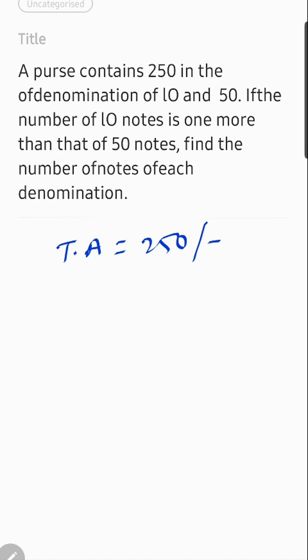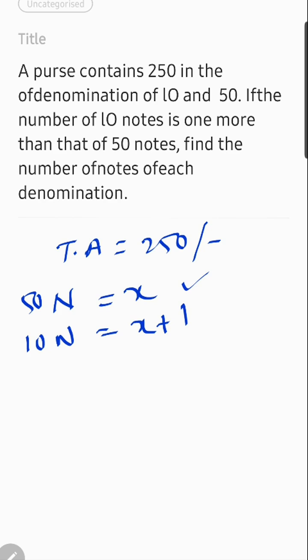So I am taking the number of 50 rupees notes as x. Then what is the number of 10 rupees notes? The 10 rupees notes are 1 more than the 50 rupees notes. That means x plus 1. For example, if there are 10 notes of 50 rupees, there are 11 notes of 10 rupees. So the 50 rupees notes are x, and the number of 10 rupees notes is x plus 1. Okay, finally we got the variables. We got how to take the variables.